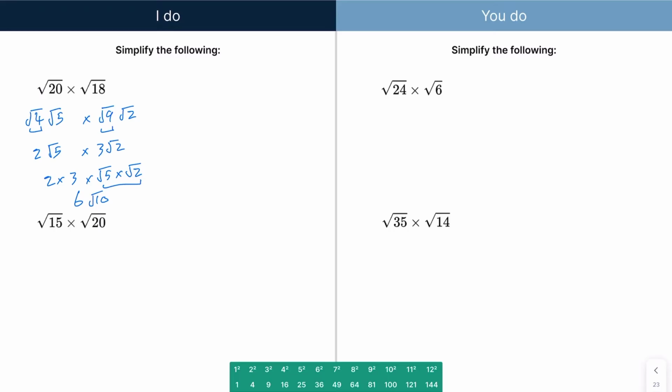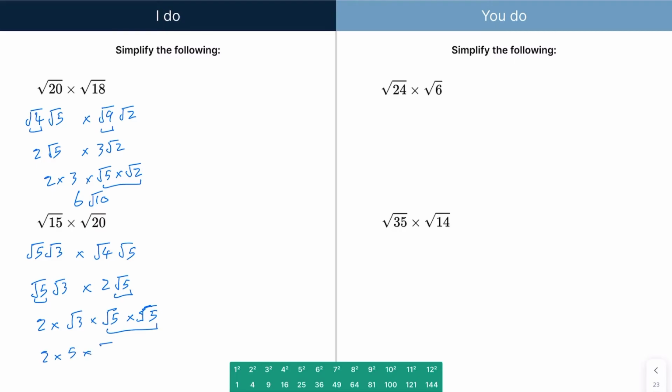So looking at this one now, we can break this down into 5 root 3 times 4 root 5. This can't actually be broken down any further, so let's just copy this down for now. That becomes 2 root 5, and you'd notice that and that. So that is going to be, again, if I write it out with the numbers on the left, I prefer writing it like this. It's just a little bit easier to follow. The numbers on the left and the surds on the right, that can tidy up. So that becomes 2 times 5 times root 3, which becomes 10 root 3.